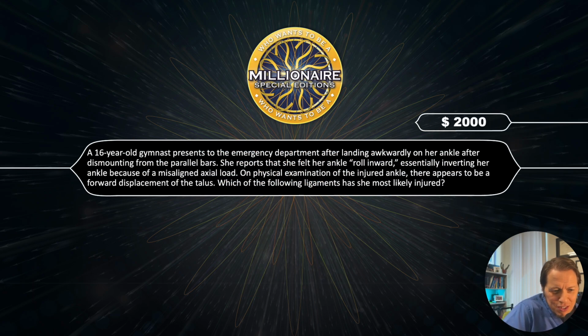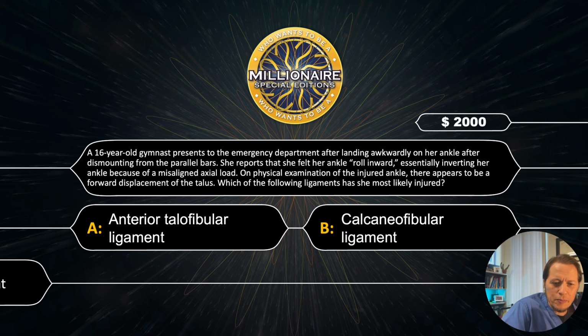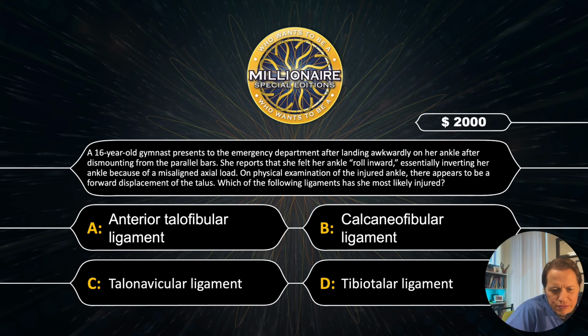Okay, a 16-year-old gymnast presents to the emergency department after landing awkwardly on her ankle after dismounting from the parallel bars. She reports that she felt her ankle roll inward, essentially inverting her ankle because of a misaligned axial load. On physical exam of the injured ankle, there appears to be a forward displacement of the talus. Which of the following ligaments has she most likely injured? Pause if you need it.